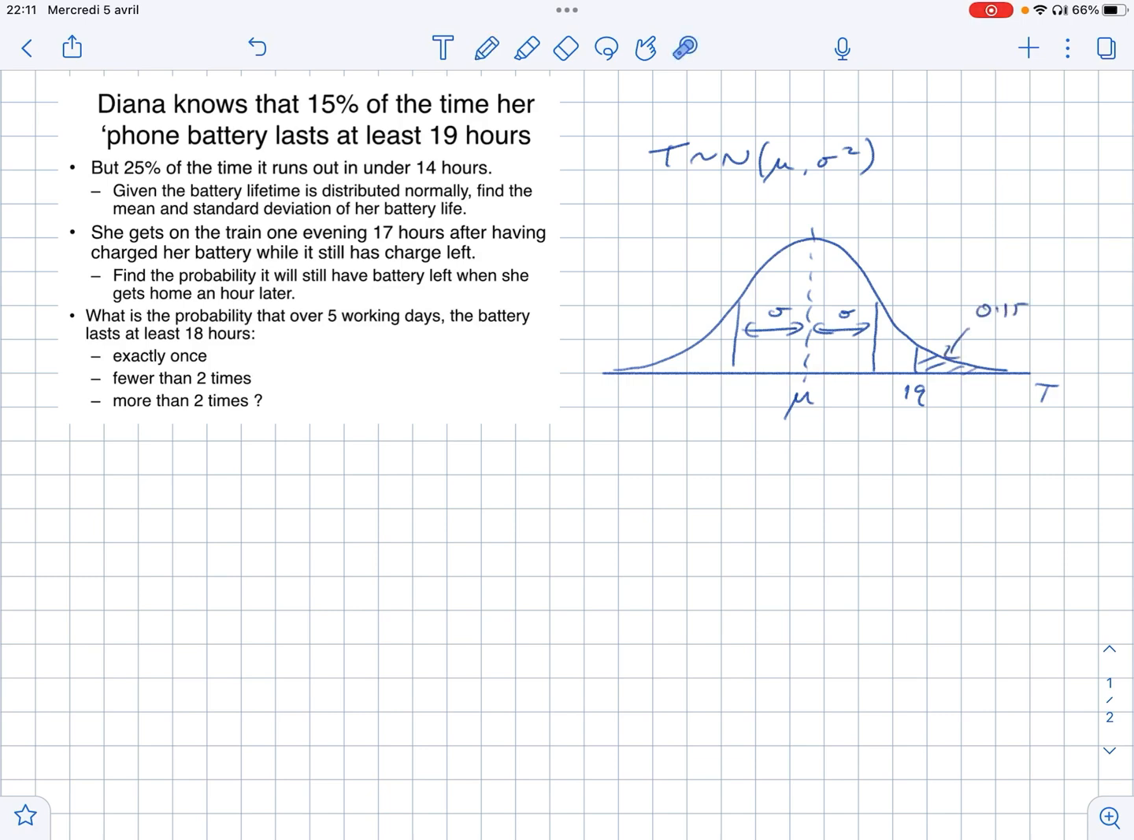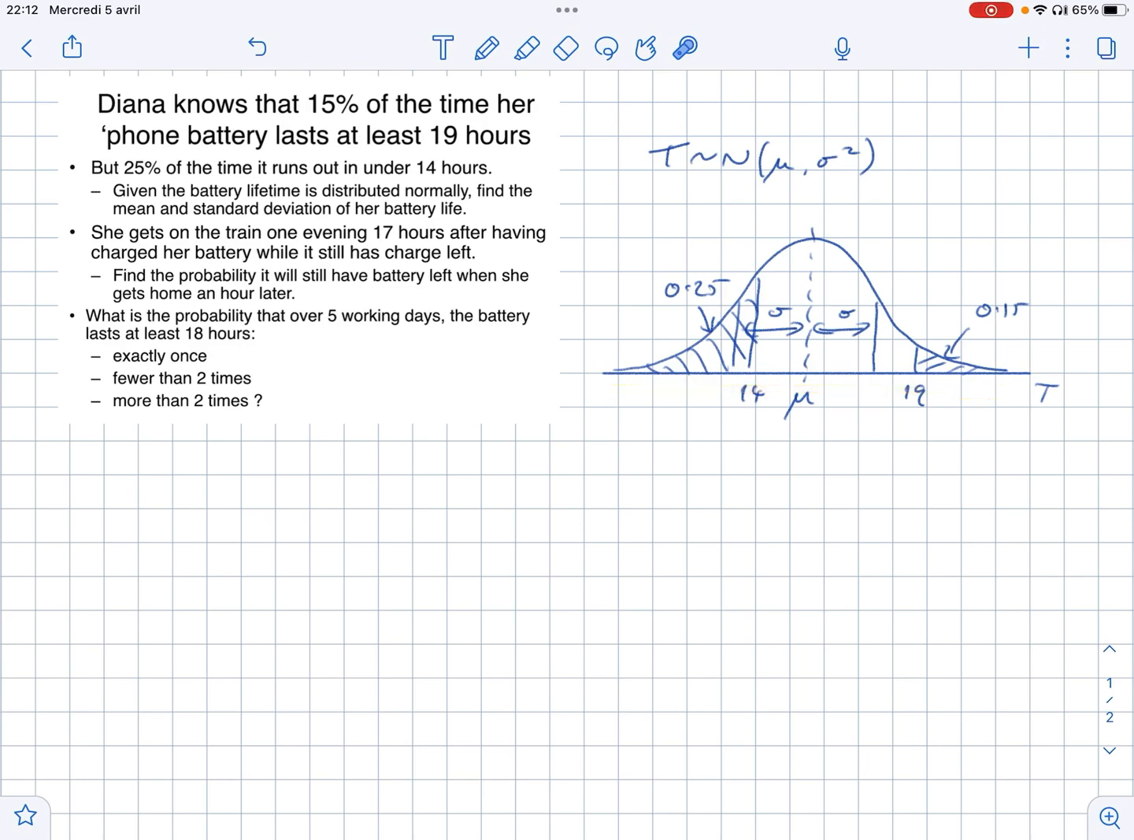And then we know that 25% of the time it runs out in under 14 hours. So 14 hours. If it's 25%, that's quite a bit more than this, because this is 15%, so about there. So you have one here that's about 14 in terms of T. And this area here must be 0.25. That's our probability of it running out in under 14 hours. So here's our time along this axis.